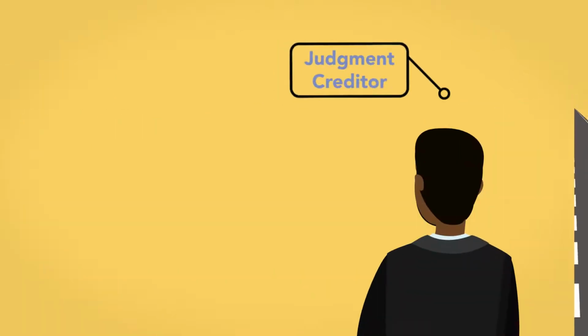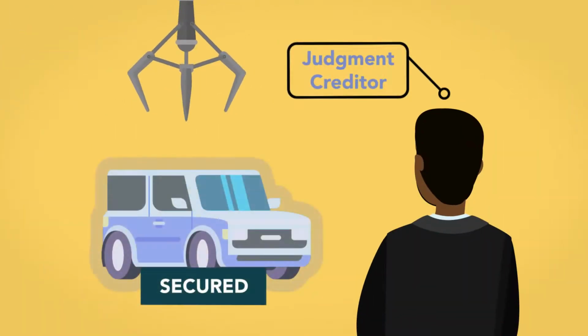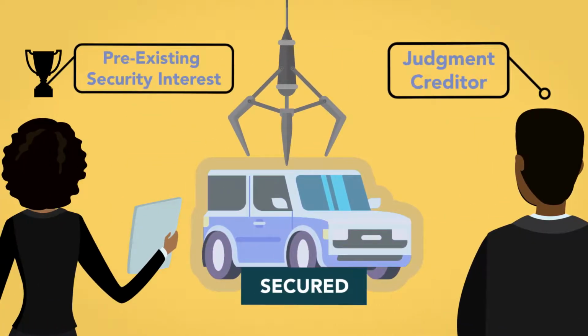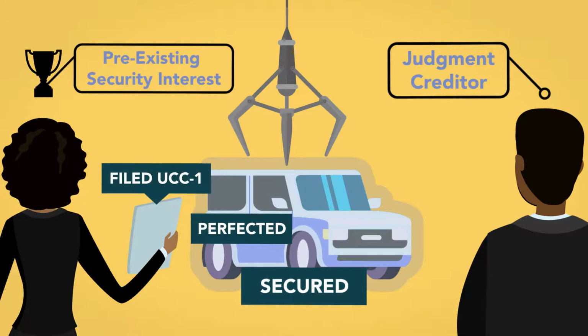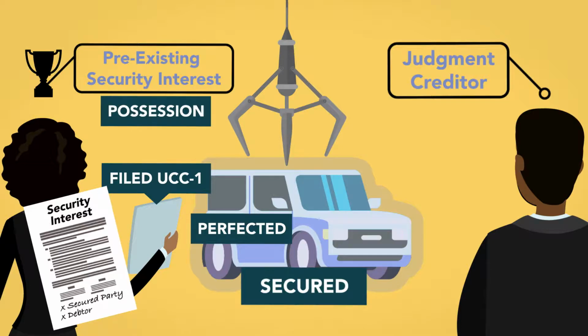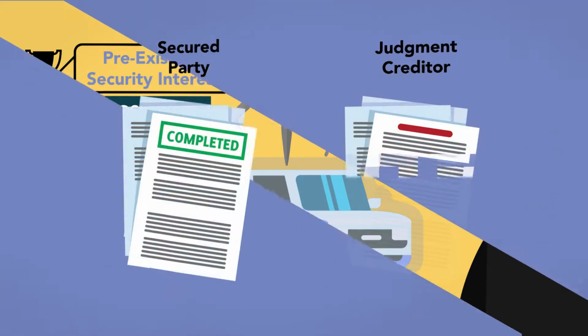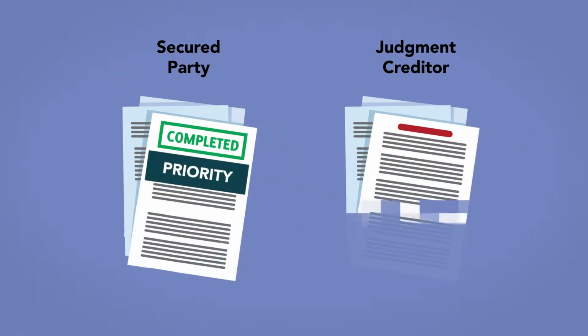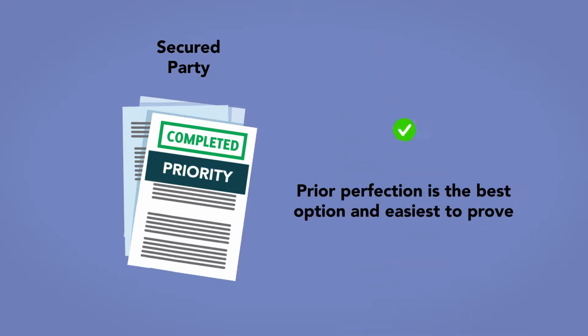When a judgment creditor tries to seize already secured property, the party with the pre-existing security interest prevails if it has already perfected, or it has filed a UCC-1 financing statement and obtained a signed security agreement, possession, or control from the debtor before the lien creditor attached the collateral through a levy. In other words, if the secured party's paperwork is done, it has priority over the judgment creditor. Prior perfection is the best option and easiest to prove.